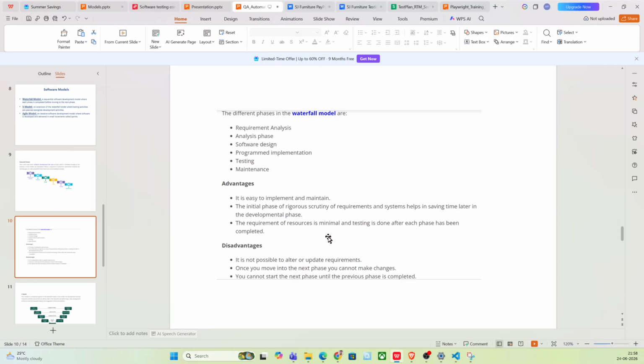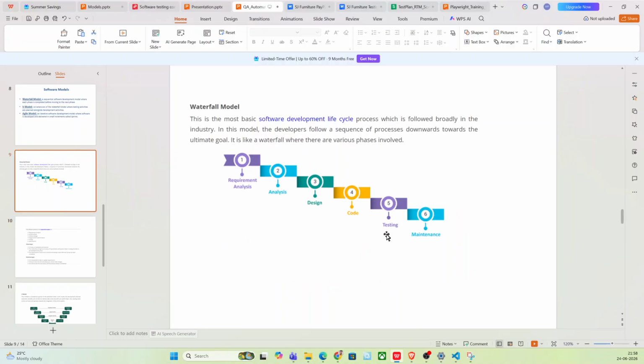Okay. The requirement of research is minimal, and testing is done after each phase has been completed. I mean, only when the phases are completed does testing occur. So testing is occurring in the last phase of this model. That is the biggest disadvantage of the waterfall model.